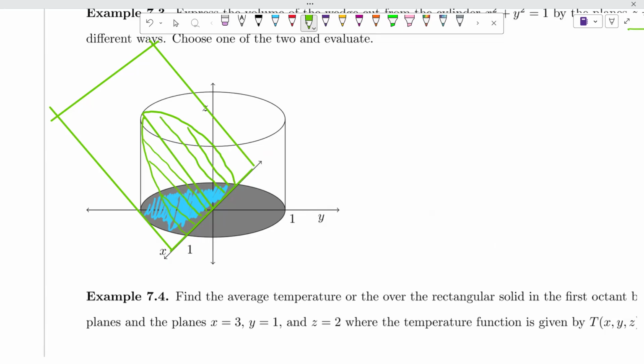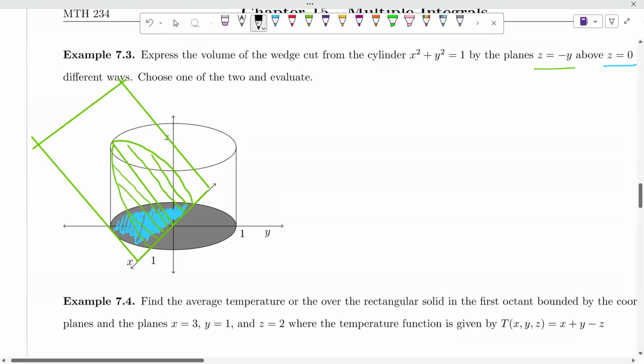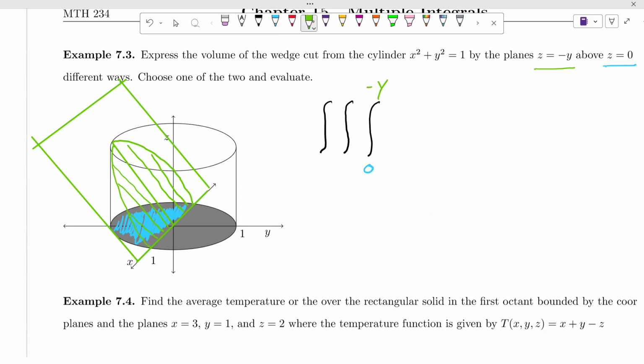Right here. So that's the thing that I'll look to integrate. And if I set up my integral, it looks again like doing z first is going to be easiest. So I'll just fill that in. We're going to go from z equals 0 to z equals -y.